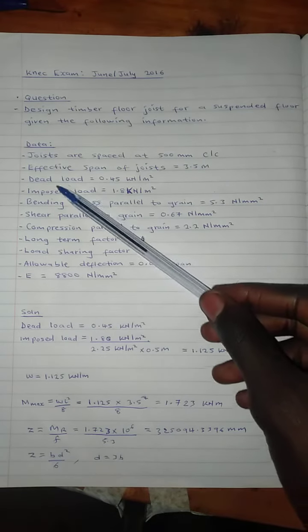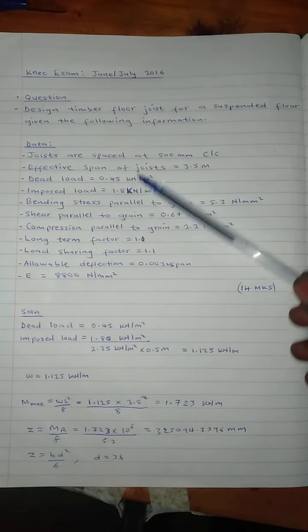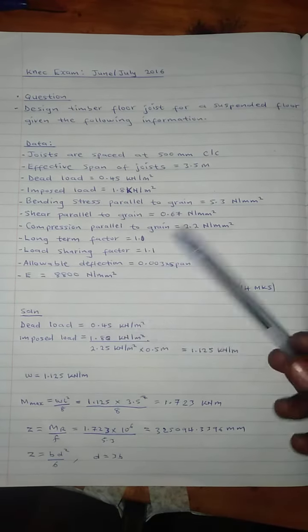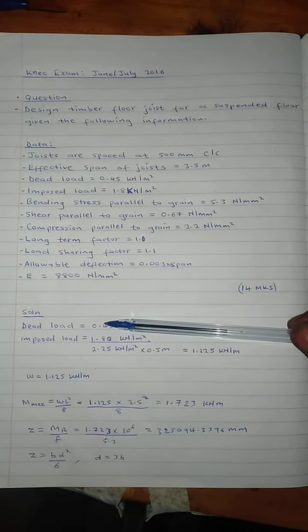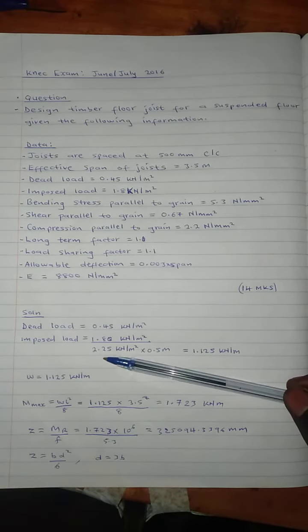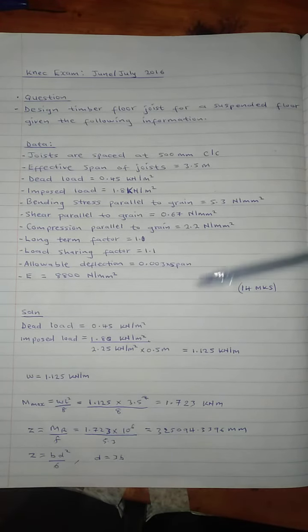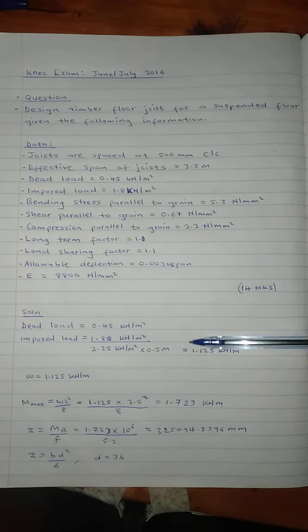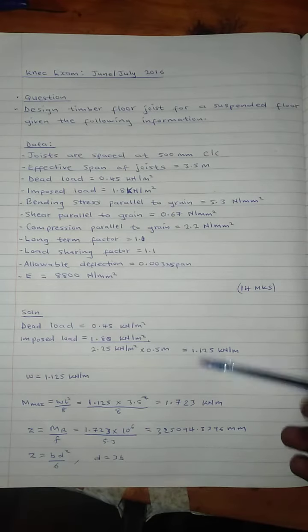Spacing is 500, effective span is 3.5 meters, dead load, imposed load, and the grade stresses. So I've already started here. What I've done here, I've just summed up the dead and imposed loads. I got 2.25, then multiplied it by the spacing. I've just changed this into meters to get 0.5. Then I got my load here. This is the factored load.